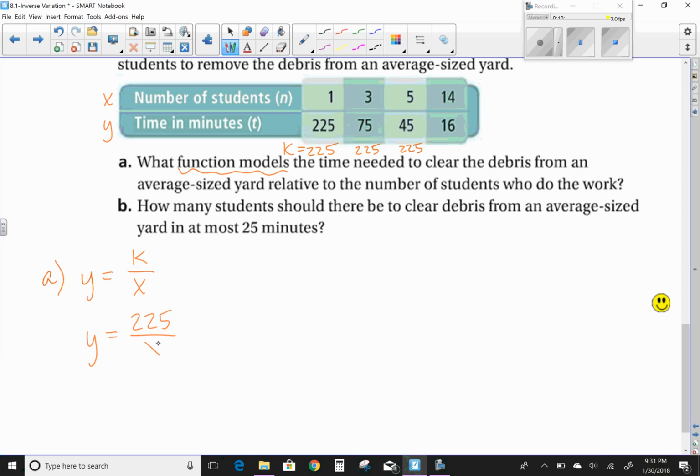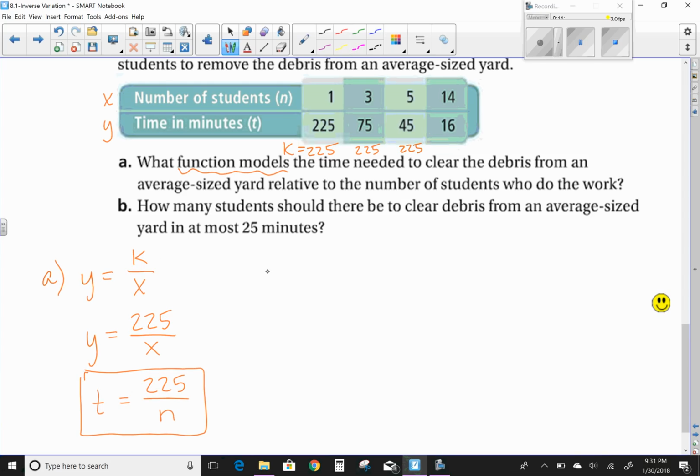Now, we do need to put this in terms of n and t. So as I just said, x is your n. So this is going to be t equals 225 over n. So that is the model.